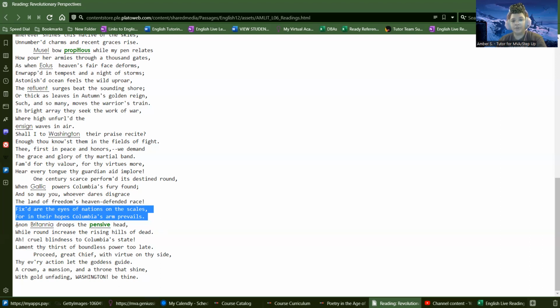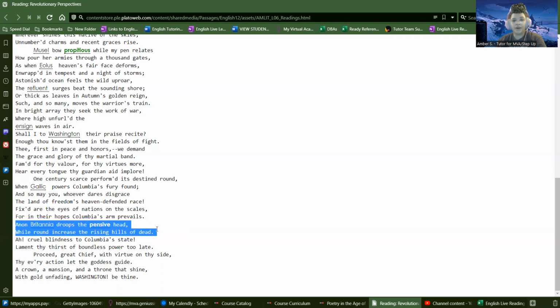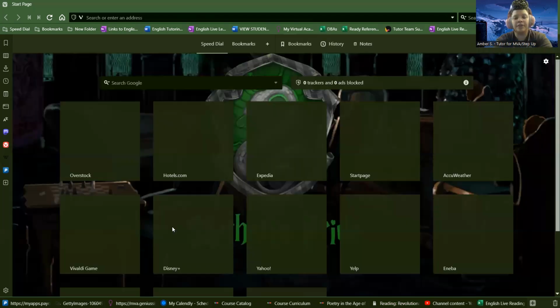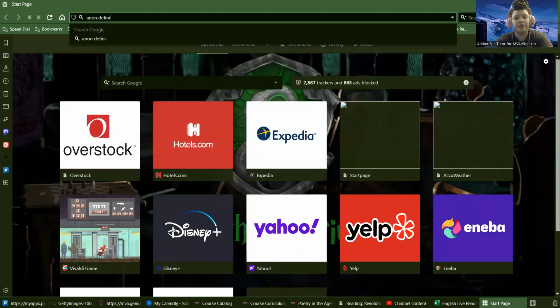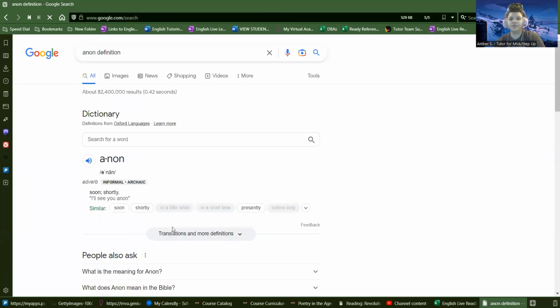So we have anon Britannia droops the pensive head, while round increase the rising hills of dead. So anon Britannia droops the pensive head. So like anon, I feel like online usually means anonymous. So I think this is one of those words that you should definitely look up if you're not sure. Especially because it's an old time word that doesn't get much use anymore. So just looking this up, and remember, if this is a word that you come across on the test and you still don't know, look it up again. That's how we remember things. So anon means soon or shortly, very simple.